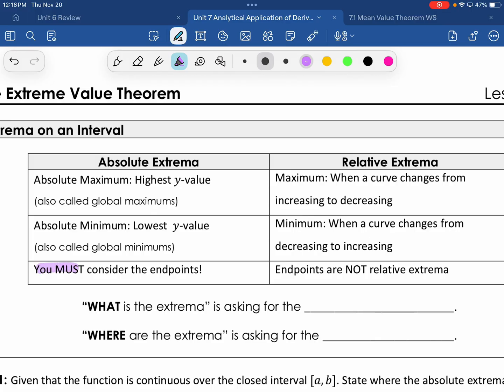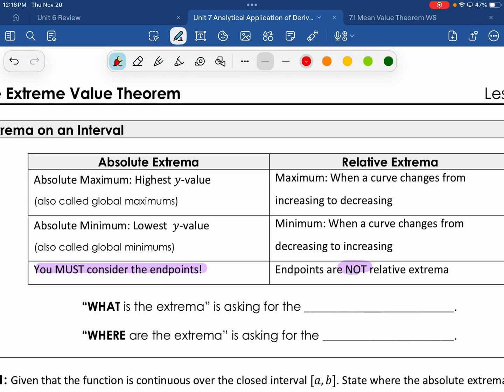And so your endpoints can be absolute extrema because an endpoint can be the very, very highest point or the very, very lowest point. Relative extrema are all of the humps. So it has to specifically go increasing to decreasing or decreasing to increasing for it to be relative. So it's got to make that little hump shape for it to be a relative max or a min. And because the endpoint doesn't make that hump shape, endpoints are not relative extrema.